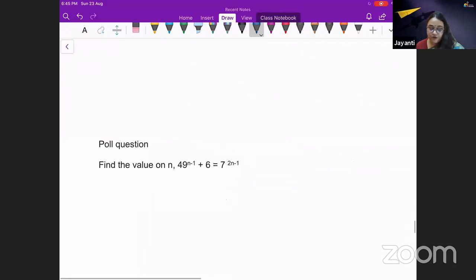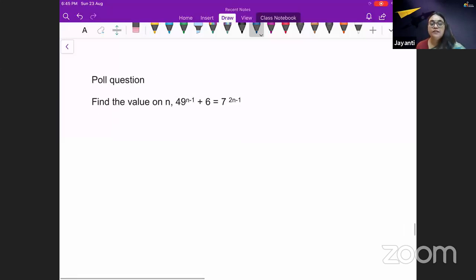I have one question for you. This you need to solve. Take out your pen, paper, and solve this question. You have to find out the value of n. I'll give you 1.5 minutes to solve. This question may take some time.